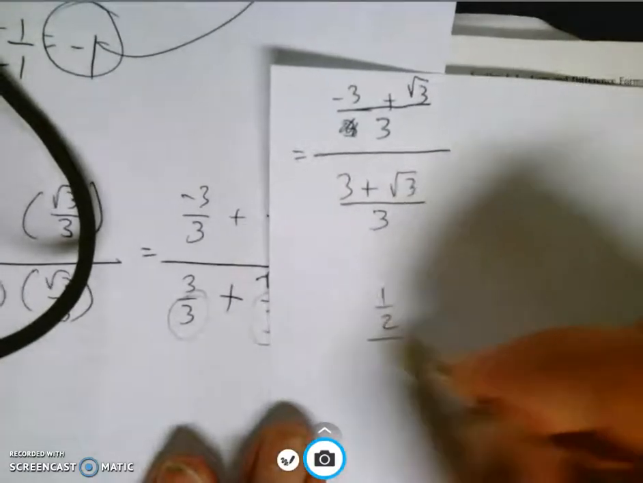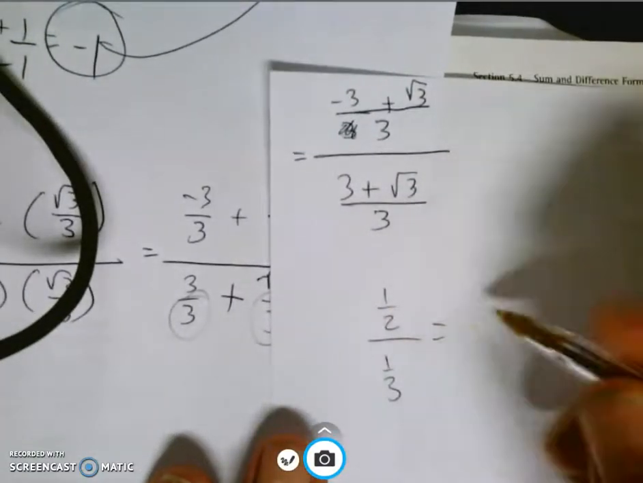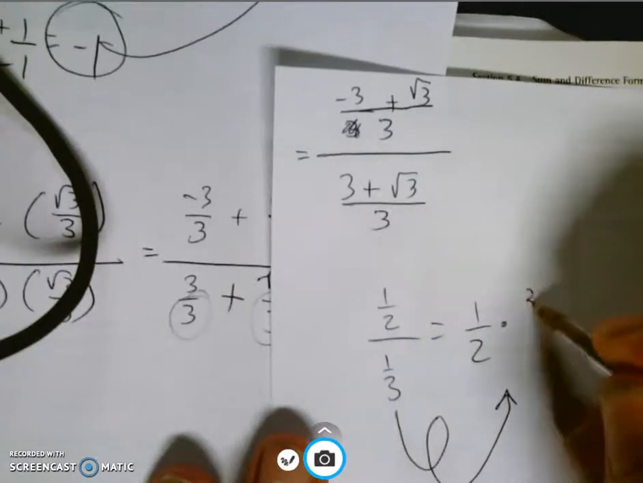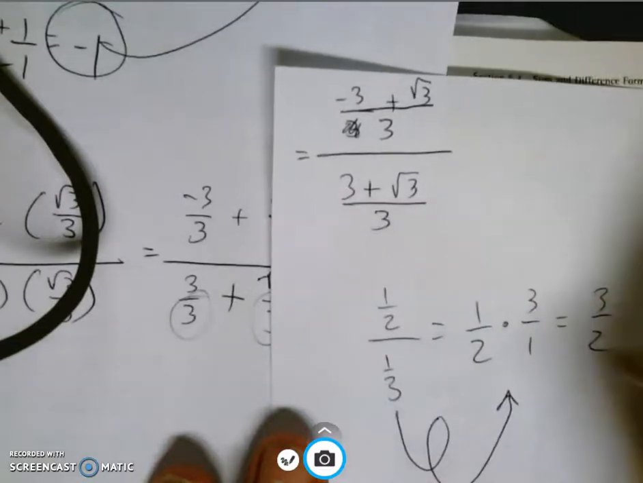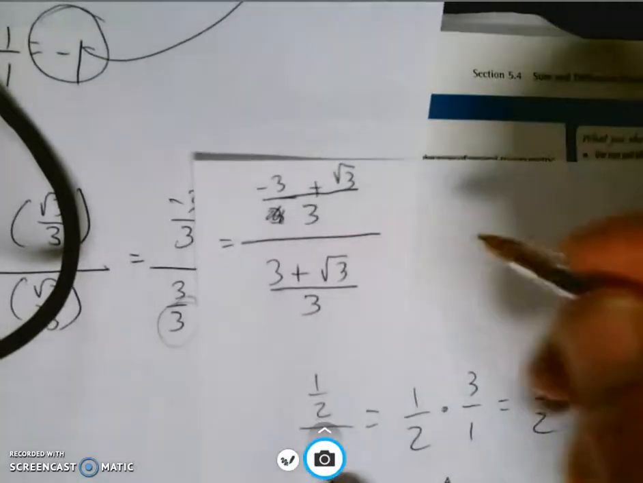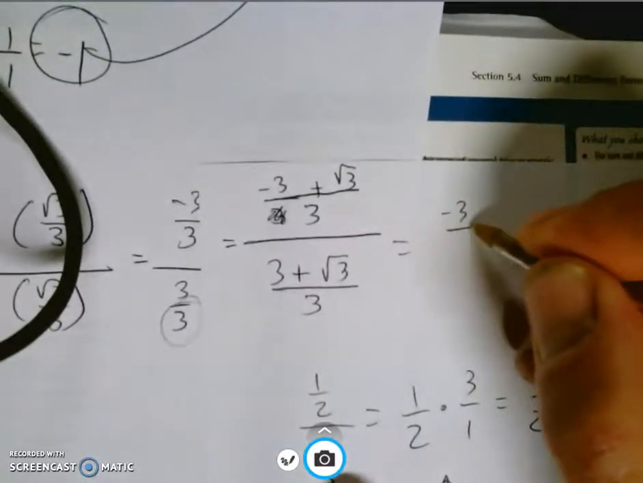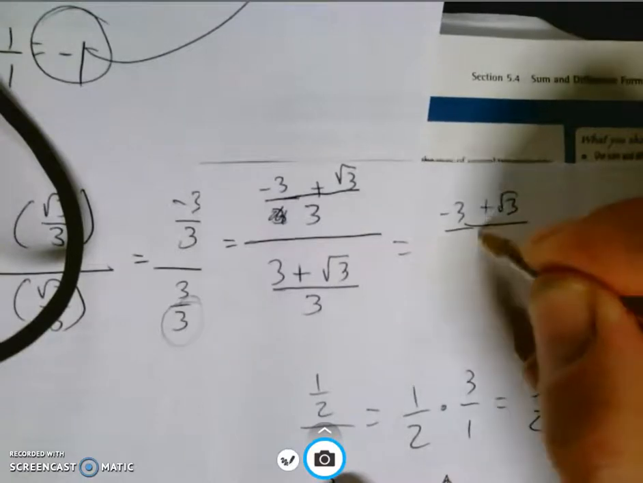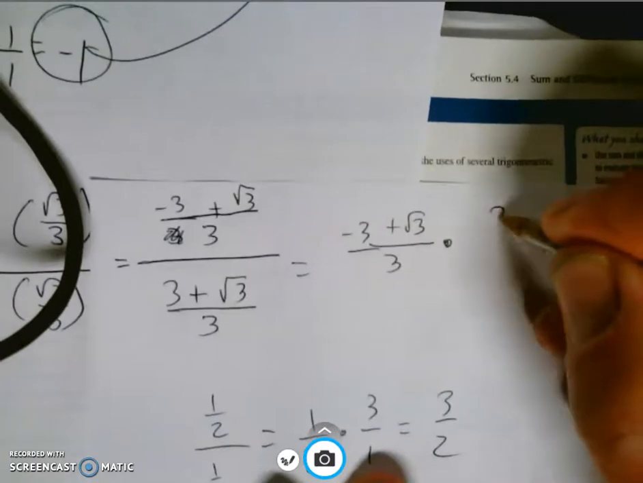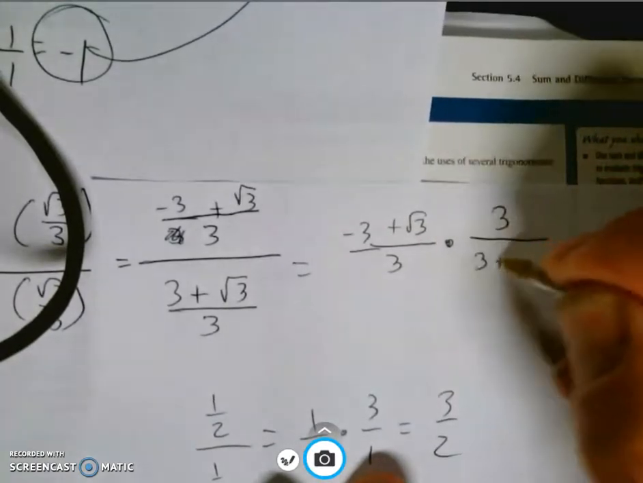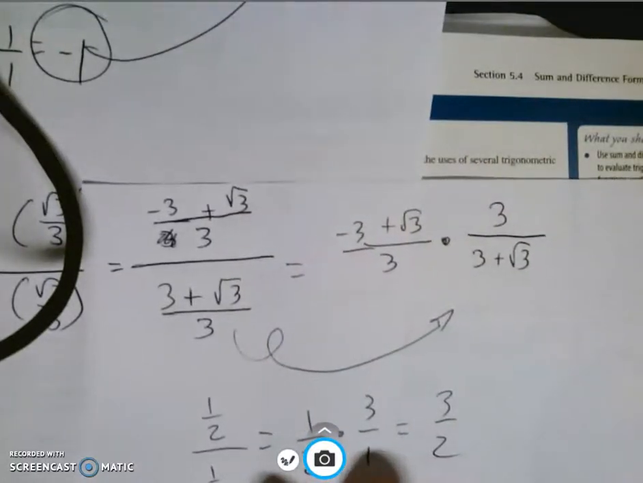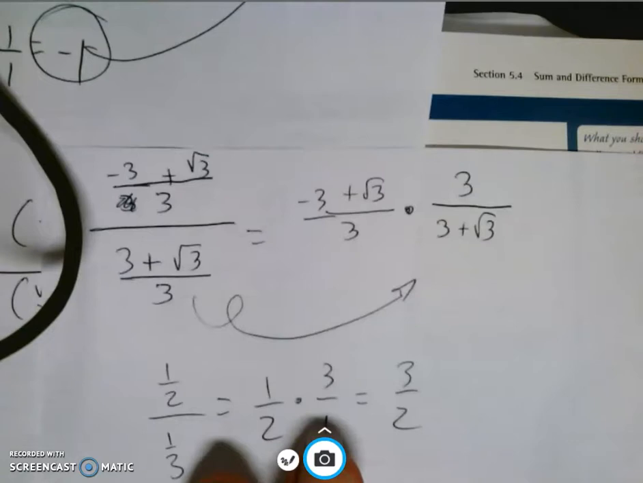This is the same as having 1/2 divided by 1/3. In that case, you take the numerator and multiply by the reciprocal of the denominator, and that would be 3 over 2. Well, this is a little bit more complicated, but it's the same idea. The numerator times the reciprocal. So we're going to flip that over, like that. That one's flipped over now.